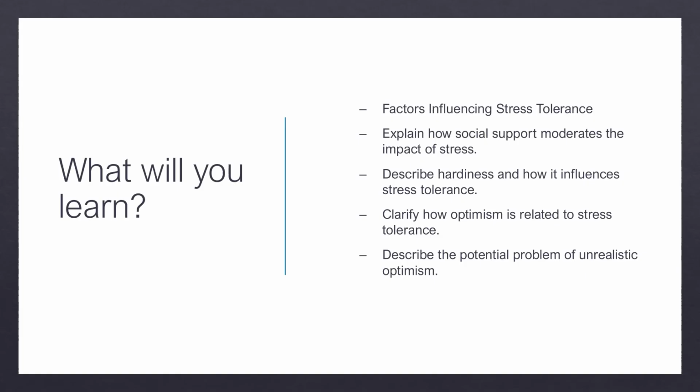We're now going to be taking a look at how we can better handle stress. We'll look at things like social support. We'll look at something called hardiness. We'll also look at optimism, but we'll also be looking at something called unrealistic optimism. So let's get started in this last section.